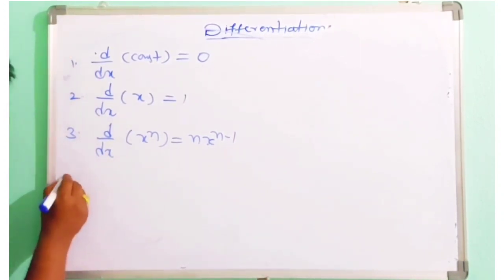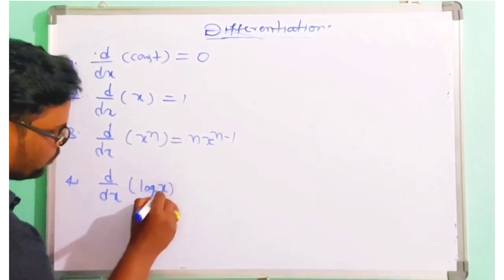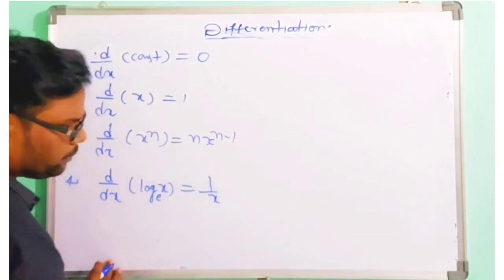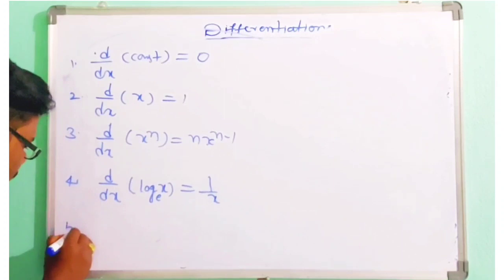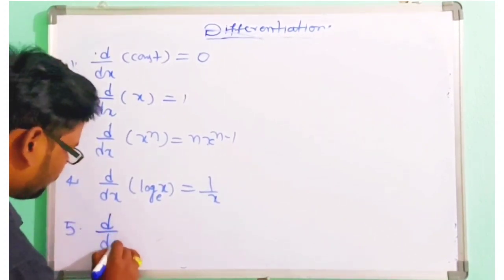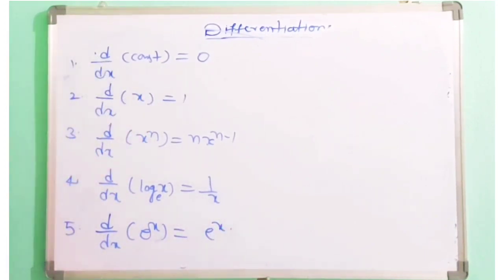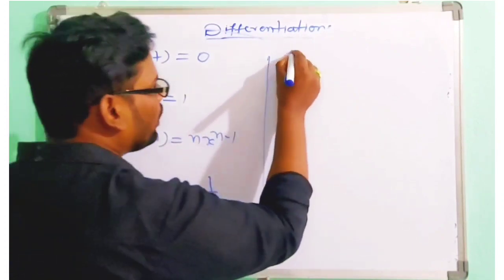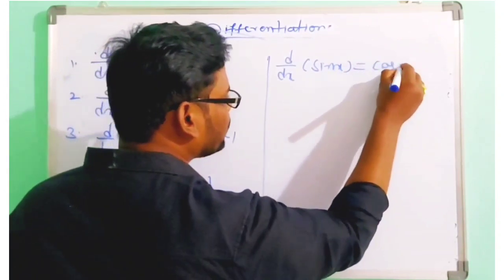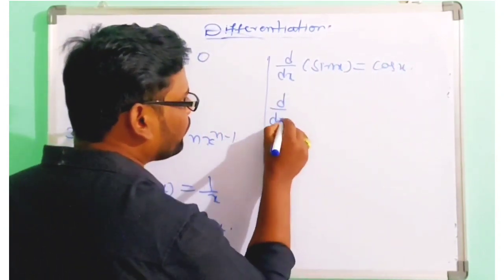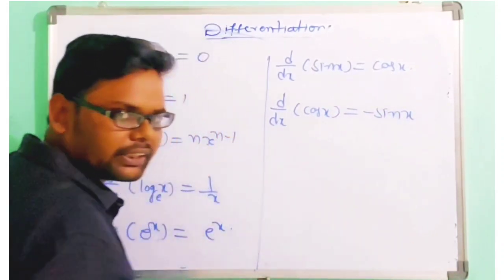So here, fourth one, d by dx of log x is equal to 1 by x. Next one, d by dx of e power x is equal to e power x, right? Next, d by dx of sin x is equal to cos x, d by dx of cos x is equal to minus sin x, isn't it?